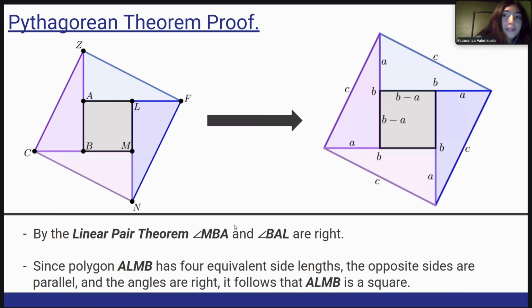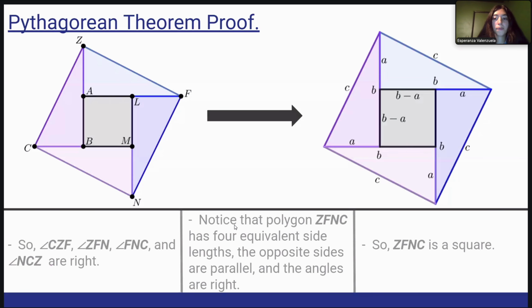And similarly, we know that the sides of this gray polygon are all B minus A. And then by the linear pair theorem, we get that that is right. And by the linear pair theorem, we get that this is right. And we already showed that these two are right. So we get that they have the same side lengths, the angles are right, and that the opposite sides are parallel. So we also know that this gray polygon is a square.